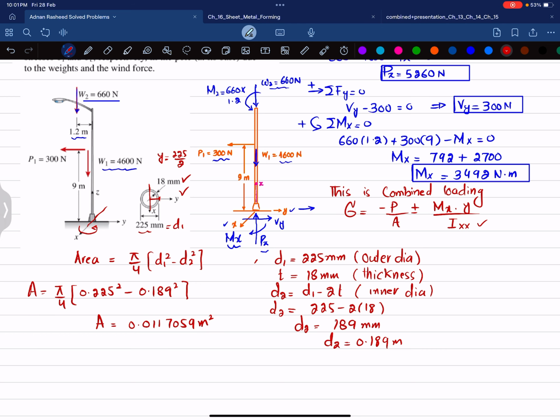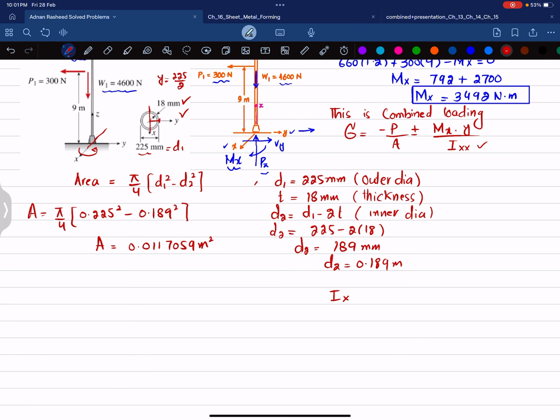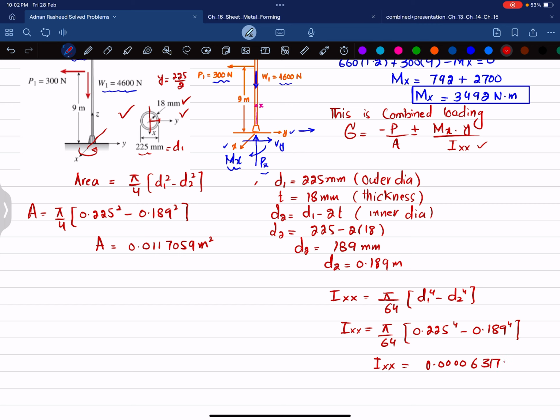Now we have this A, so we'll find Ixx. Let me write it over here. The second moment of inertia of this cross section about this neutral axis will be equal to pi by 64 into outer dia power 4 minus inner dia power 4. So pi by 64 multiplied by outer dia 0.225 power 4 minus inner dia 0.189 power 4. When you solve this, you will get Ixx, the second moment of inertia about the x-axis, equal to 0.00006317, and the unit will be meter power 4.